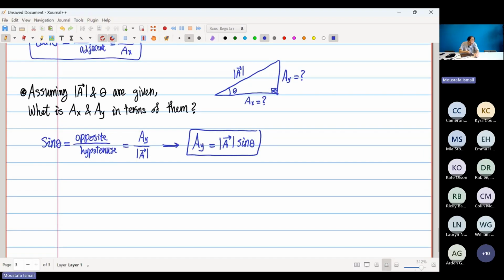And if we want to get the x component, then we need the adjacent. So cosine of the angle is the adjacent divided by the hypotenuse. This is ax divided by the length, the hypotenuse. Again, multiplying by the length on both sides, we get ax is equal to A cosine theta.